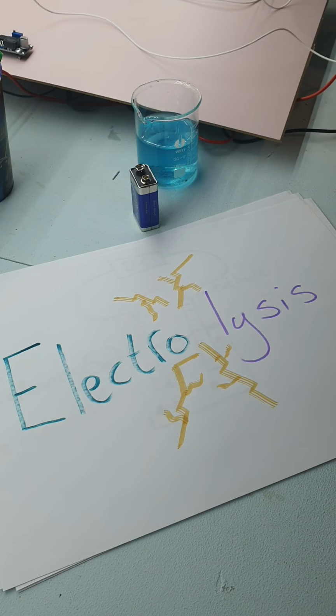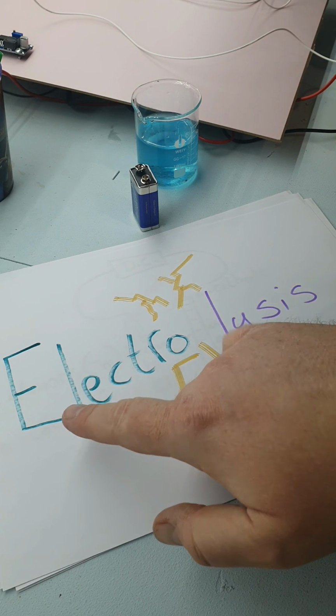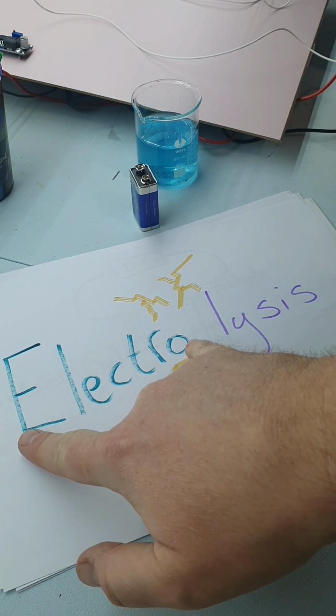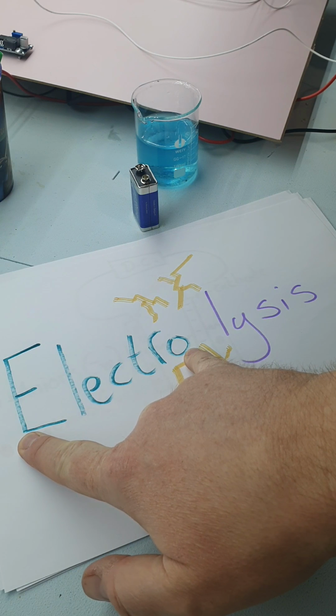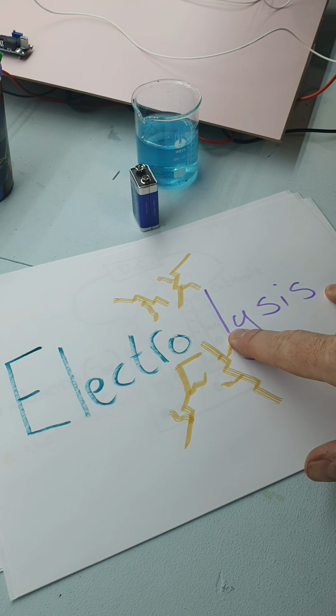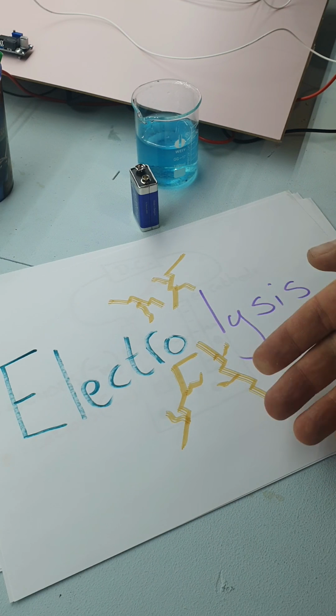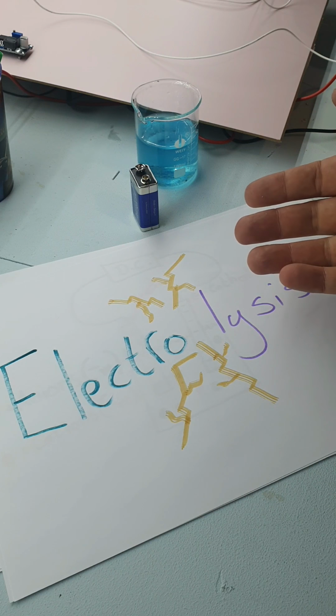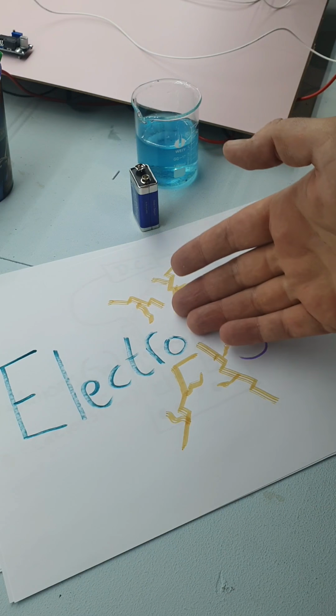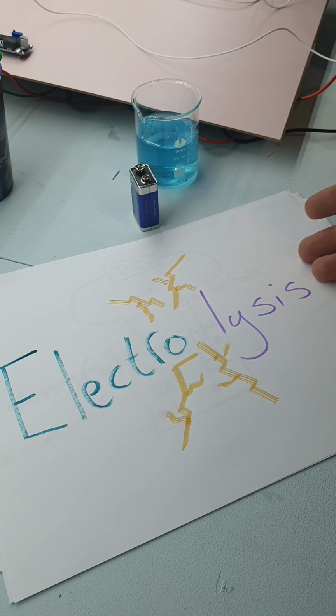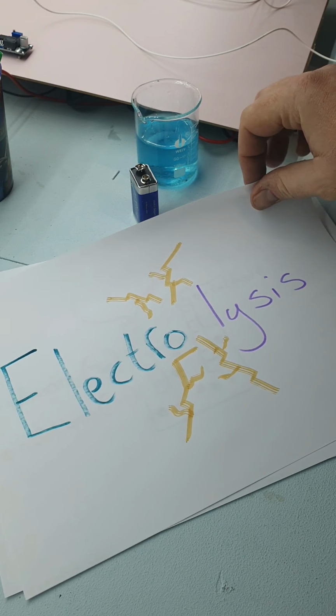Okay, so what is electrolysis? Well, it's a word which is made out of two words, electro from electricity, and lysis, which means to split. So here we have a beautiful infographic showing that the electricity is splitting something, but what we're going to be looking at is how it can split solutions. So the question is, how does it do that?